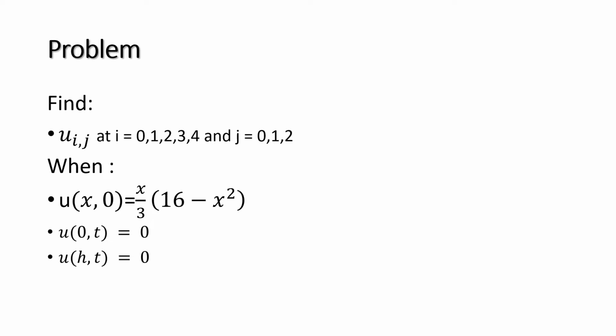Find u i,j. As you know, i is the unit of x and j is the unit of time. So i is equal to 0, 1, 2, 3, 4. That means if this is the rod, let us take this length as h. That means L is equal to h. Then here this will be x is equal to 0, at a uniform distance, that means del x. This will be 1, this will be 2, this will be 3, and this will be 4.